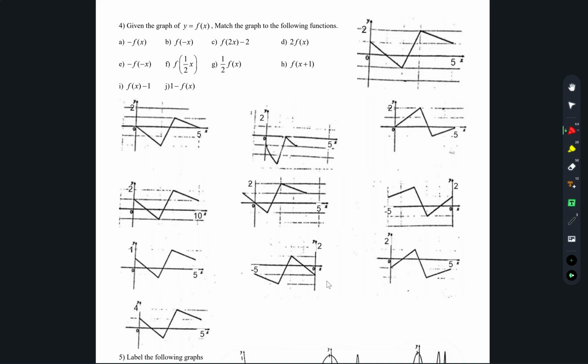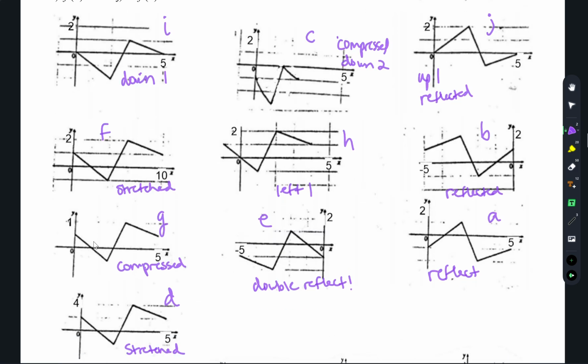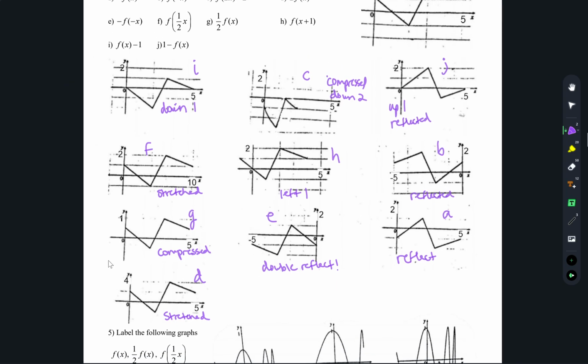Okay, so this is your normal f of x. And you have to figure out the transformation. So the parent graph is up on the right. So label each graph with its corresponding letter. Okay, so ready, go. Okay, so I tried to kind of explain them too a little bit.